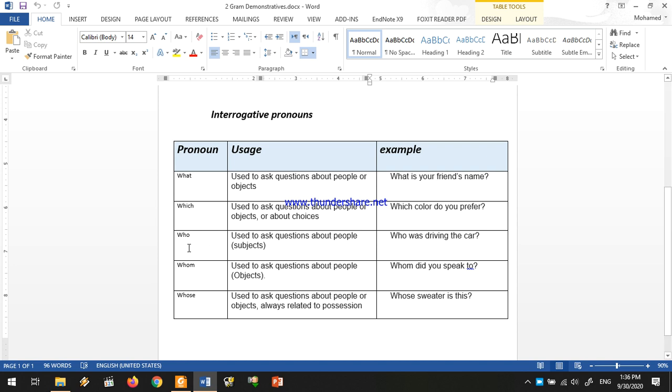Next we have who. Who is an interrogative pronoun that's used to ask questions about people. Remember that we use who to ask about subjects. We use who to ask about people who are the subjects of the sentence. For example, who was driving the car? I'm asking about the person who was driving the car. And the answer would be Ahmed was driving the car. So Ahmed here is the subject of the sentence. He's the one who was doing the driving. He was sitting in the driver's seat.